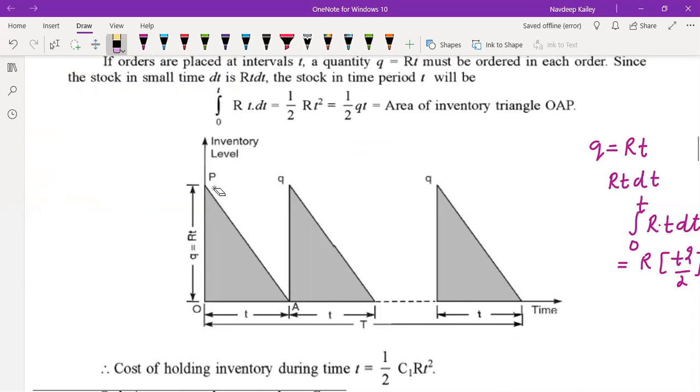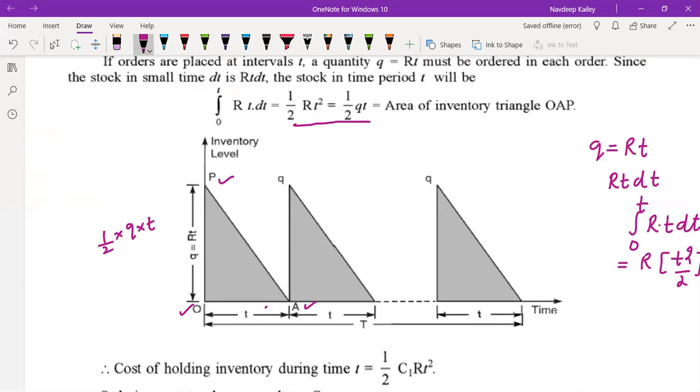This is O, and this is A, and this is P. The area of the inventory triangle OAP is given by half base into height, that is half q into t, which is half rt square, equal to half qt.